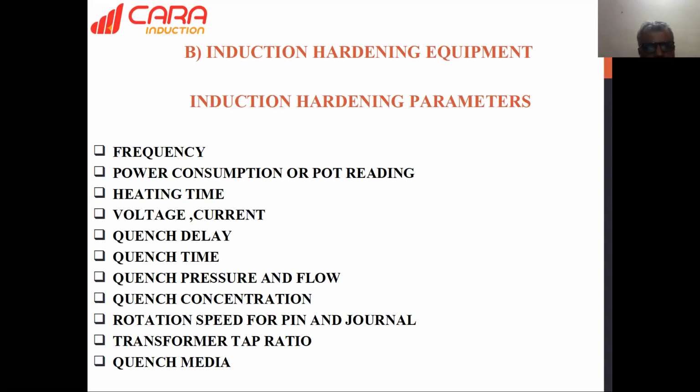Now we are going to the second part, induction hardening equipment, that is the induction hardening machine. What is the basic requirement on that? We talk about that. The induction hardening parameters are mainly the frequency of the machine, the power we are using, that is the pot reading, heating time, voltage, current, quench delay, quench time, quench pressure and quenching flow, quench concentration, rotation speed, transformer tap ratio, and quench media. All these parameters play a major role in the induction hardening operation.